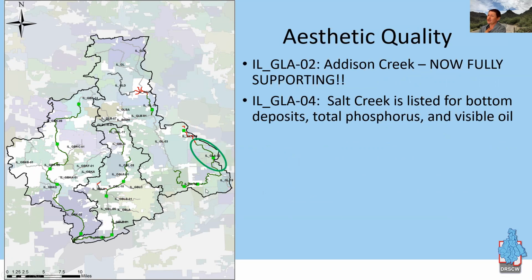It used to be impaired for trash, but it looks like it's gotten some trash cleanup and it is now considered fully supporting. That really only leaves one stream segment, which is the upstream part of Addison Creek, as impaired for aesthetic use. And that is still listed for bottom deposits, total phosphorus, and visible oil. And that's that upper section.